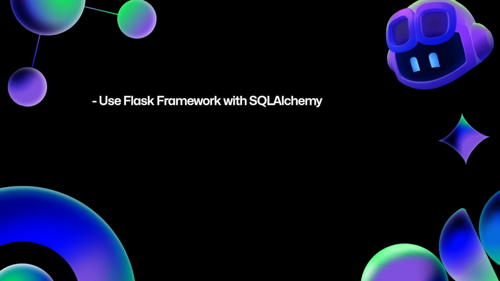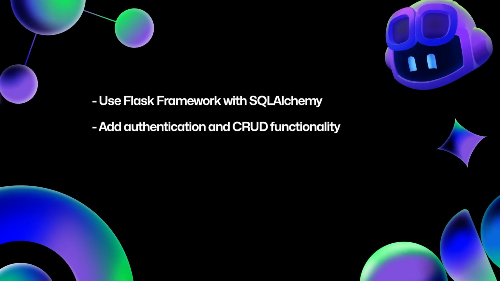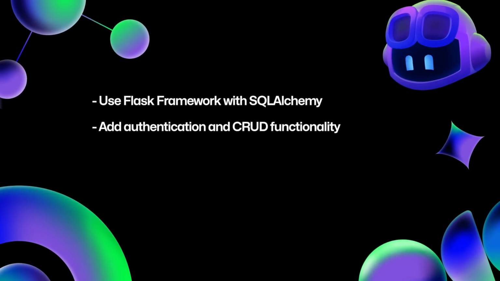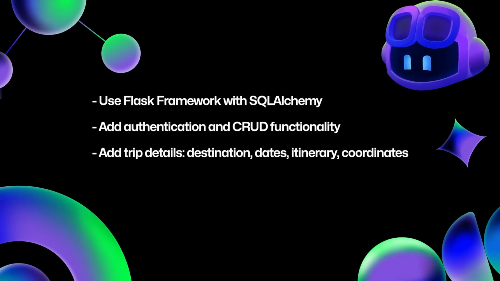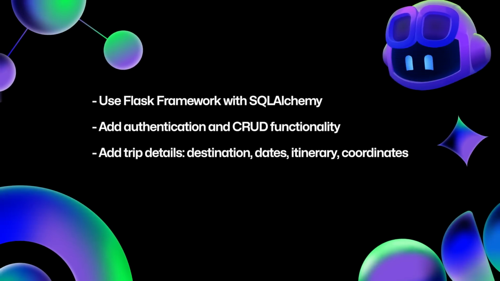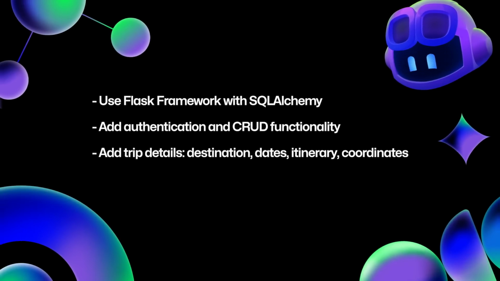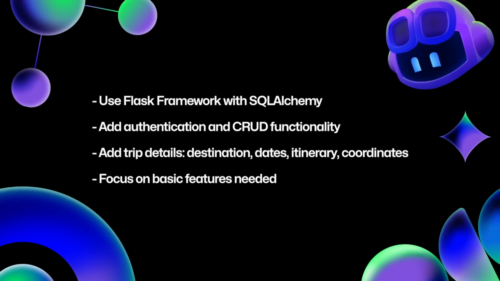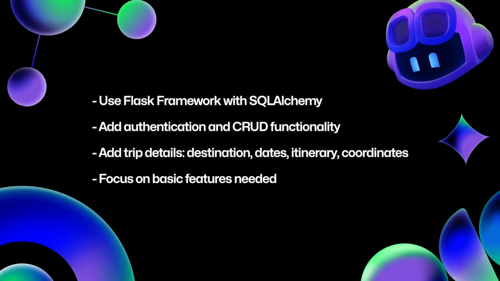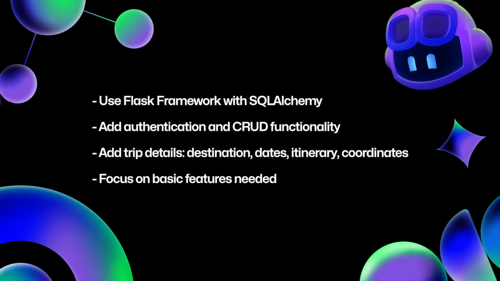We'll be using the Flask framework with SQLAlchemy for the database, and we'll add authentication and full CRUD functionality for managing trips. Each trip will include a destination, start and end dates, and a basic itinerary structure with location coordinates for mapping. We'll focus primarily on the MVP, or the basic features needed to support the front end that we'll build in the next episode. Our goal today is to create a working API that handles user authentication and basic trip management.